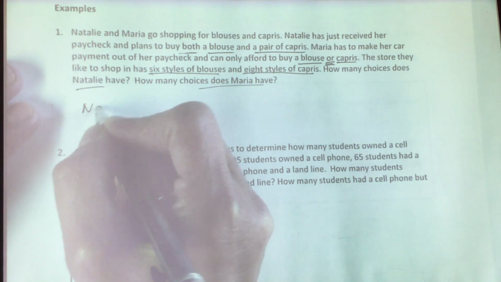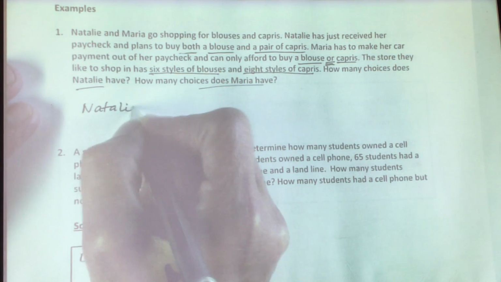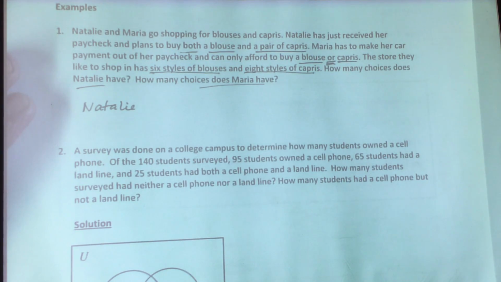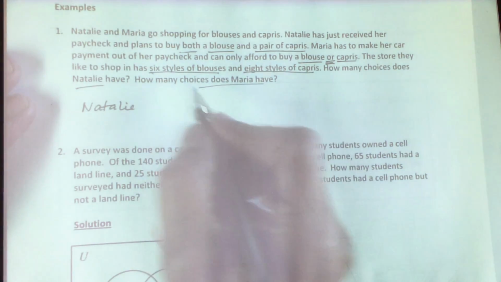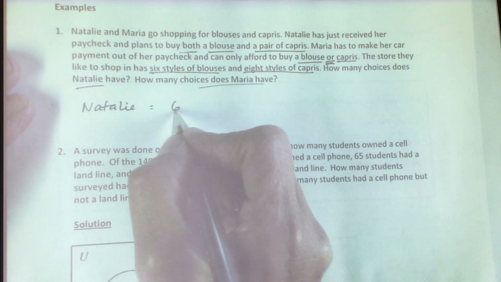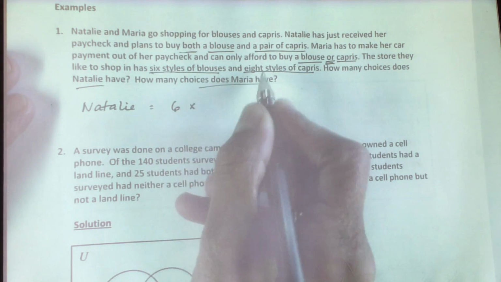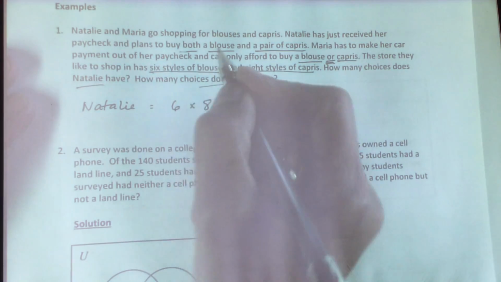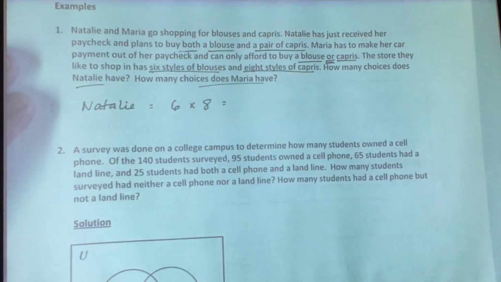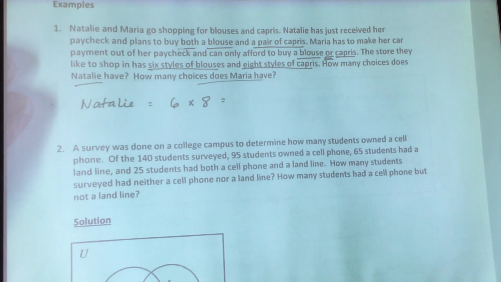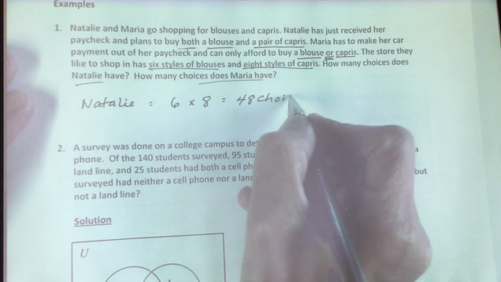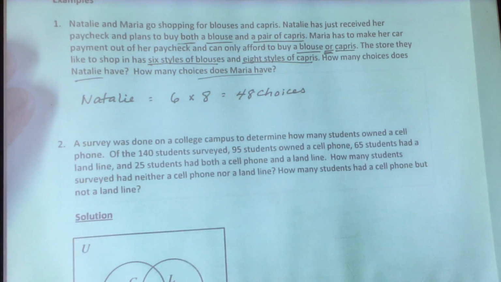So here we have Natalie wants to buy both the blouses and the capris. So here you have 6 styles of blouses times 8 styles of capri. Because she wants both, you are going to use the multiplication principle. So 8 times 6 is 48 choices that Natalie has.